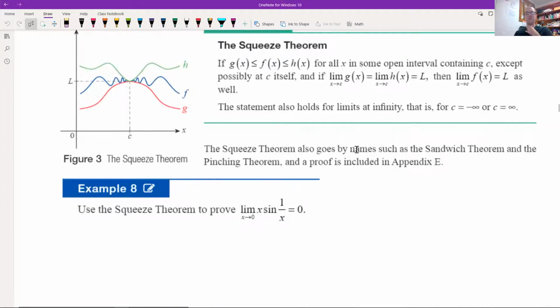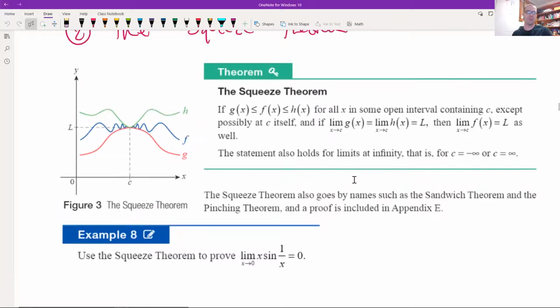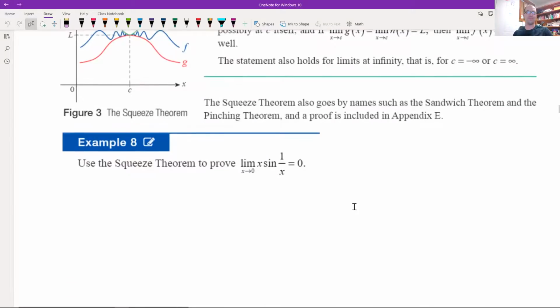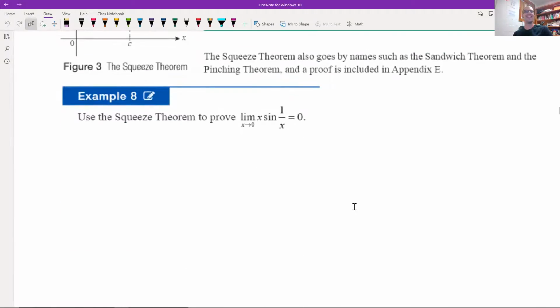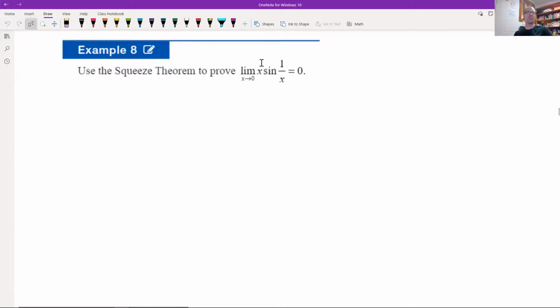And a proof is in the back of the book, probably involves epsilons and deltas and that kind of great stuff. So if you want to go look at that, please, that's fine. Let's take a look at how we could use the squeeze theorem to prove that the limit of x times the sine of 1 over x is 0.